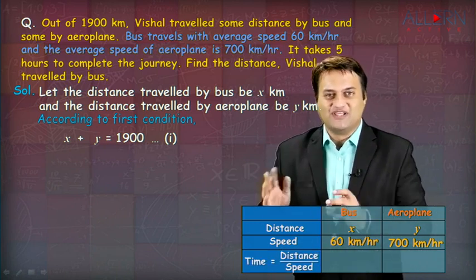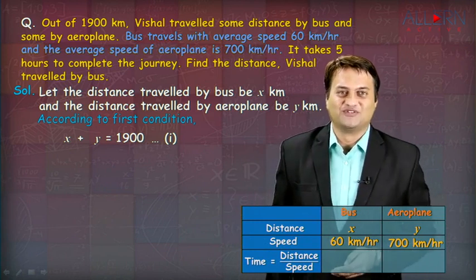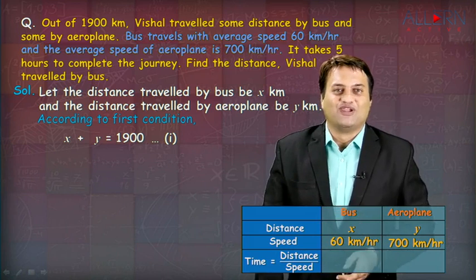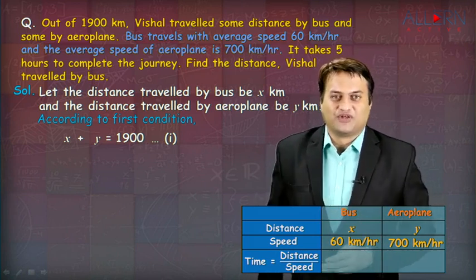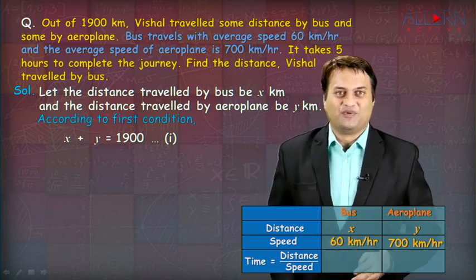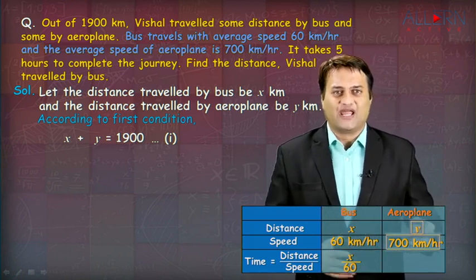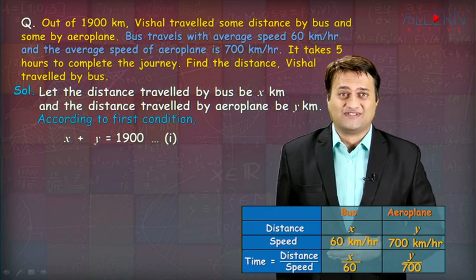So the time is equal to distance upon speed. We need to use the formula for time because distance is assumed, speed is given. So now let's find time by using the formula time is equal to distance upon speed. So time taken by the bus will be x upon 60, time taken by aeroplane will be y upon 700.